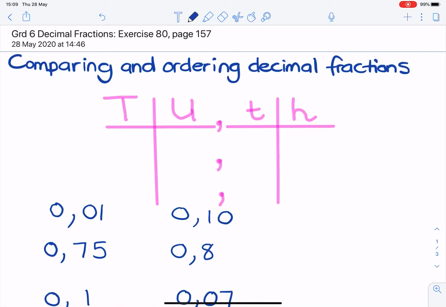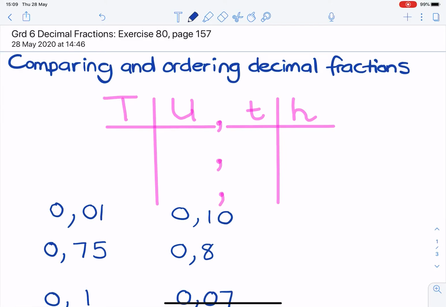Hello grade 6s. Today we're going to be comparing decimal fractions, meaning we are going to be placing crocodiles between them to see which is bigger and which is smaller, and we're going to be ordering decimal fractions, meaning we're going to be putting them in order, either from biggest to smallest or from smallest to biggest.